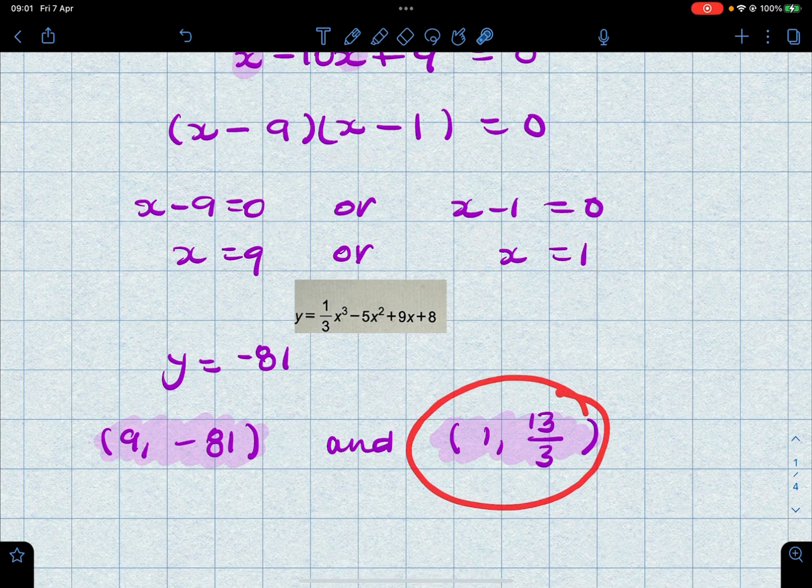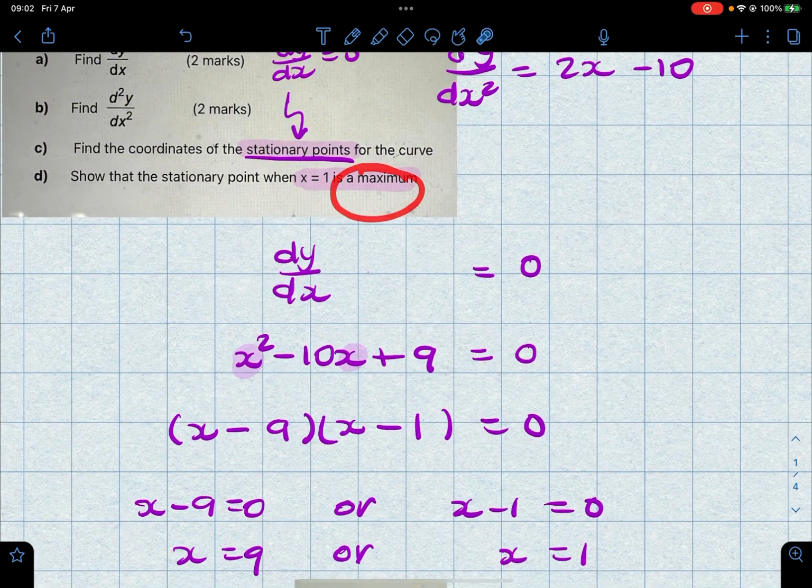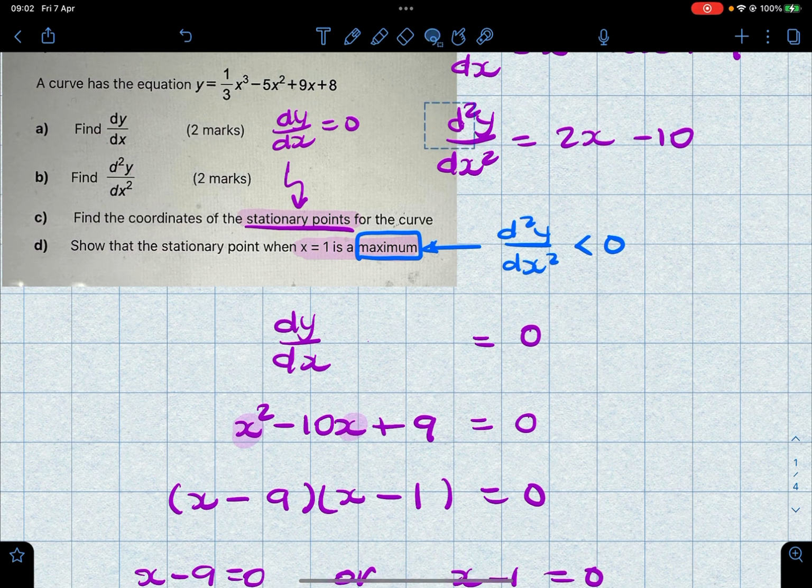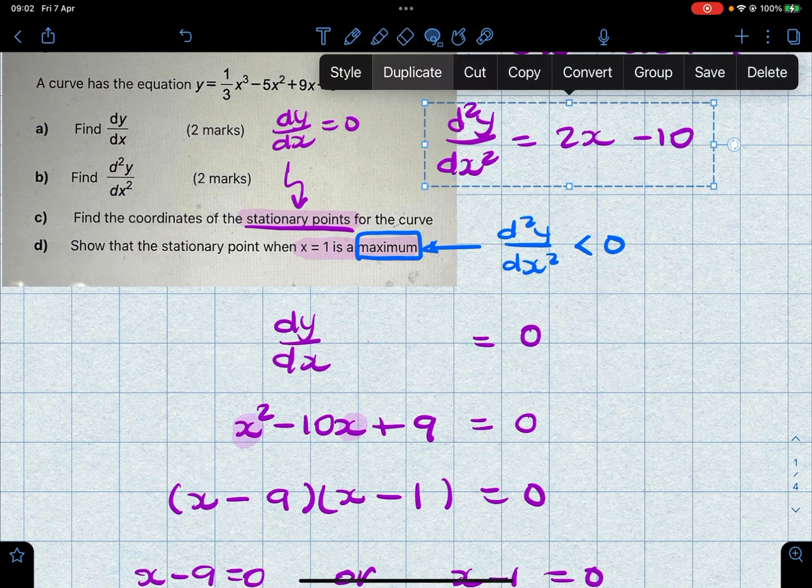Now, if you didn't know that x equals 1, they're sort of giving you the answer. So how are we going to show that that's a maximum? The key is knowing that when there is a maximum, then the second derivative, d squared y over dx squared, needs to be negative. All right, so you need to know that. At a maximum, the second derivative is negative. And at a minimum, the second derivative will be positive. So the second derivative is simply 2x minus 10.